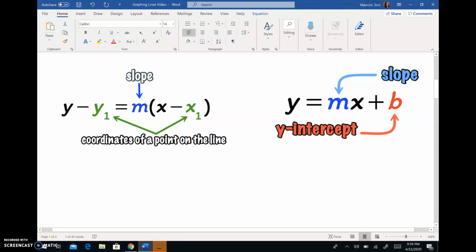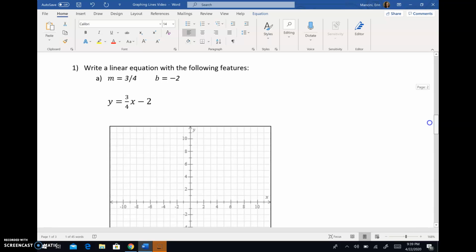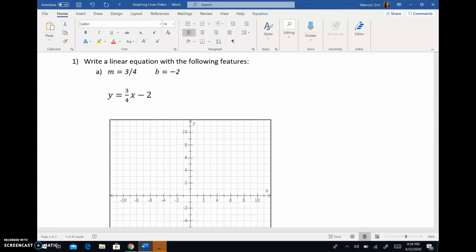Hi everyone. I'm here to continue our conversation about the two different equations for lines, which would be point-slope form, again that's this one, and slope-intercept form, which is this one over here. I'm using the same examples from the last video, but instead of writing the equation this time, I want to go ahead and just remind us how to graph them.